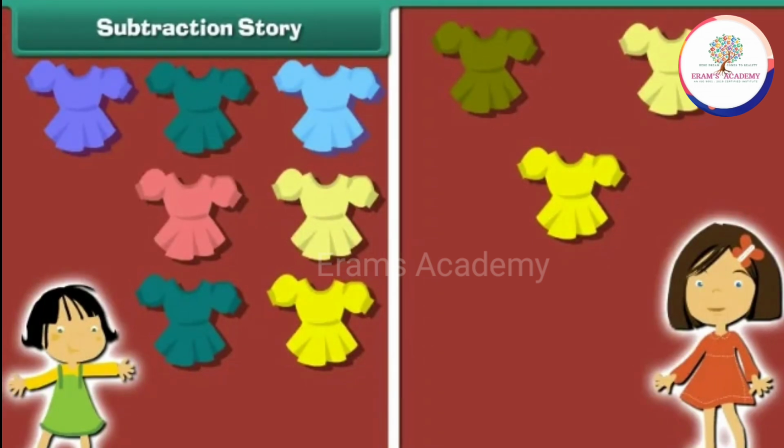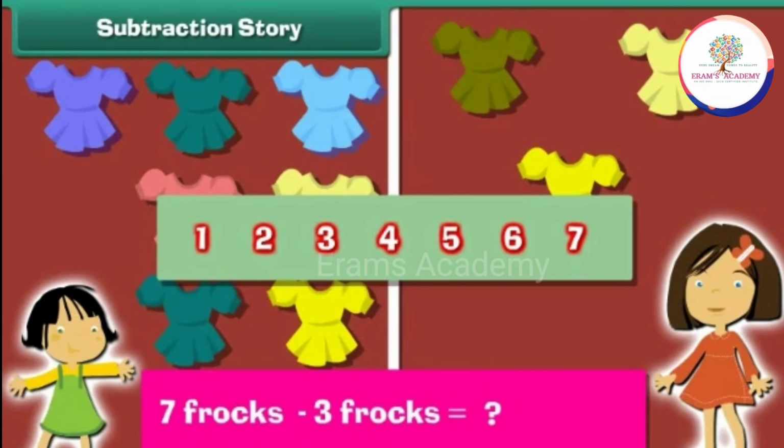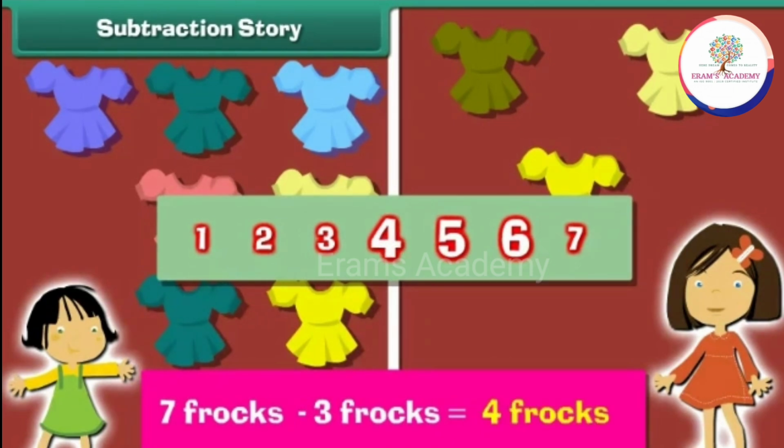Subtraction story. Mona has 7 frogs. Tina has 3. How many frogs does Mona have more than Tina? Count backwards from the larger number 7. We count 3 numbers because Tina has 3 frogs. 6, 5, 4. Mona has 4 frogs more than Tina.